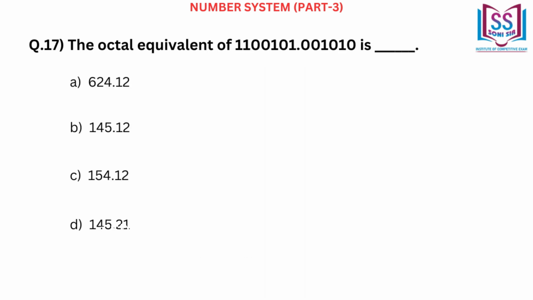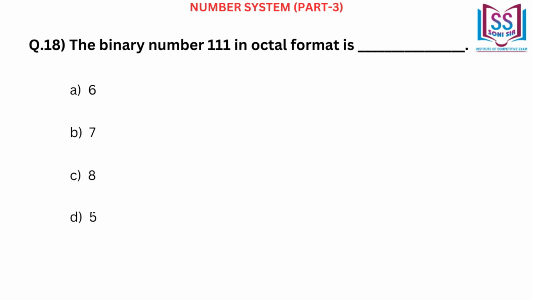The octal equivalent of 11001001.001010 is dash. A 624.12, B 145.12, C 154.12, D 145.21. Correct answer B 145.12. The binary number 111 in octal format is dash. A 6, B 7, C 8, D 5. Correct answer B 7.